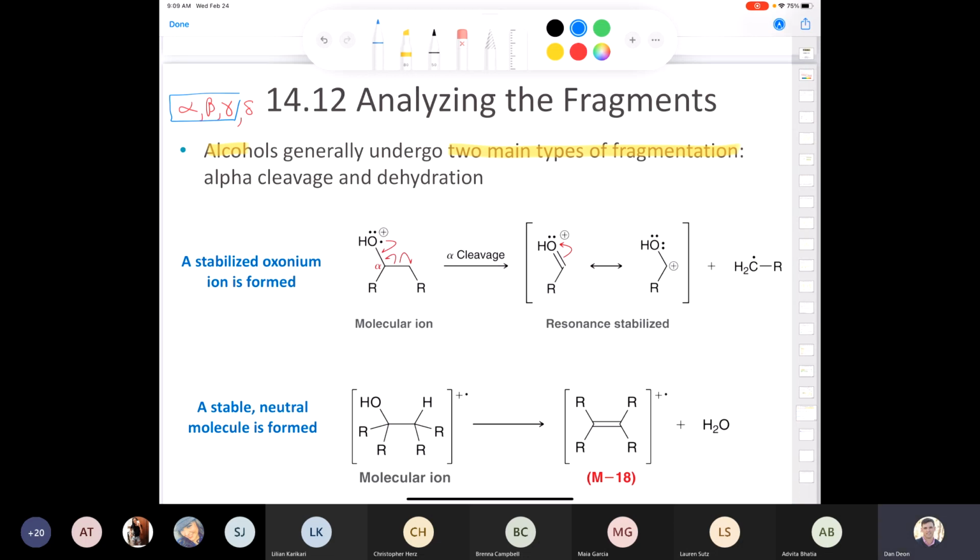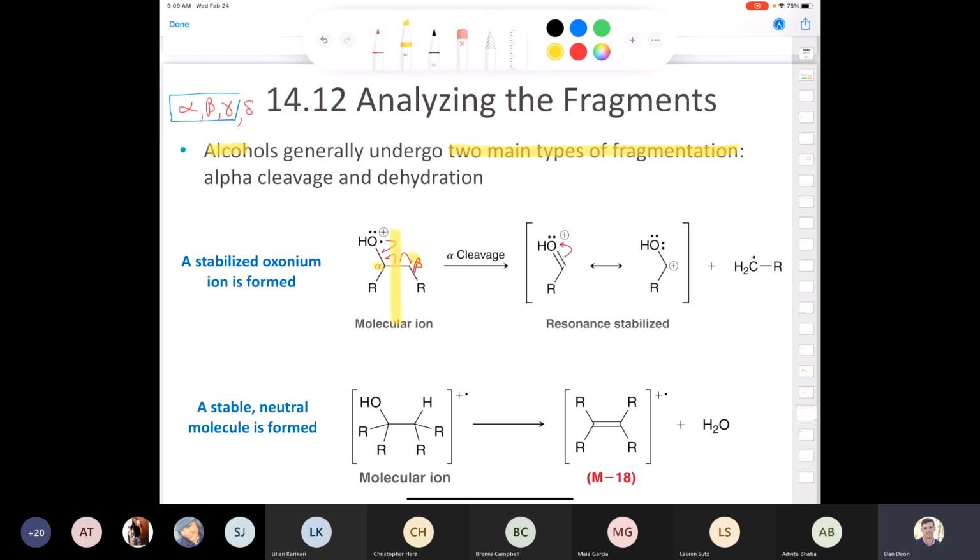The carbon that the oxygen of an alcohol is attached to, that's called the alpha carbon. So if you break the bond between the alpha and the beta carbon, I'm never, ever going to ask you to draw this mechanism because that's covered in chapter 10. Don't worry about it. All you need to know is that you're going to break the bond between the alpha and the beta.